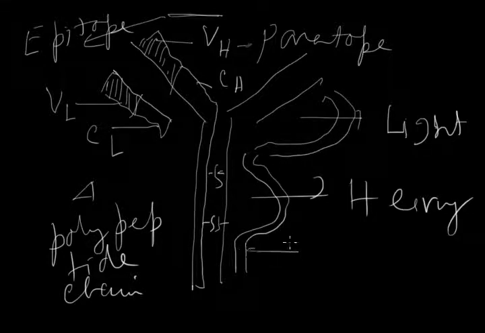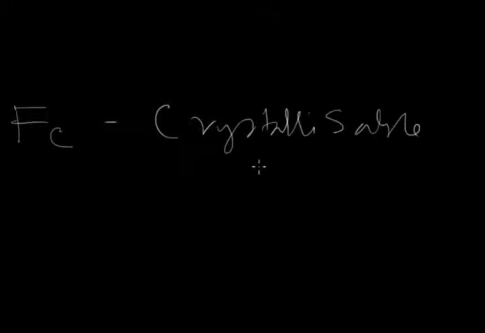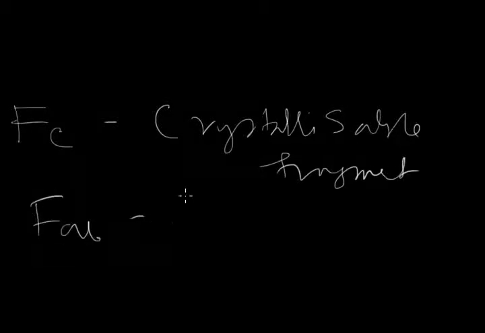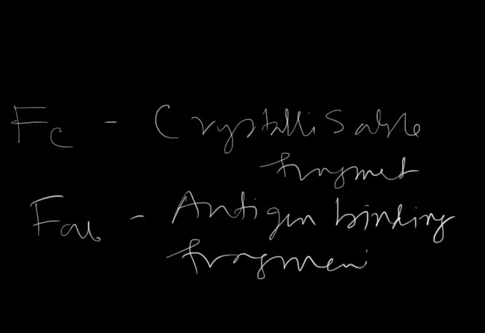Now these areas have been marked as FC and these areas have been marked as FAB. So if you ask me what is the meaning of FC, FC is marked as crystallizable fragment, while FAB is marked as antigen binding fragment. So these are the 2 areas where you are getting these very important vital components.